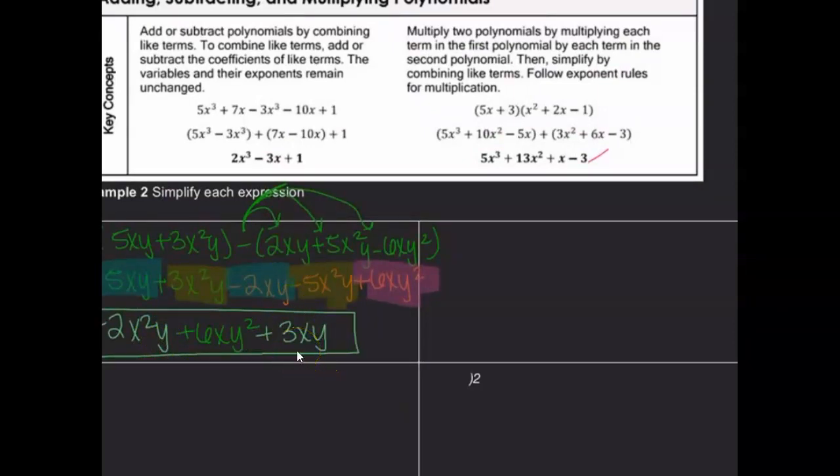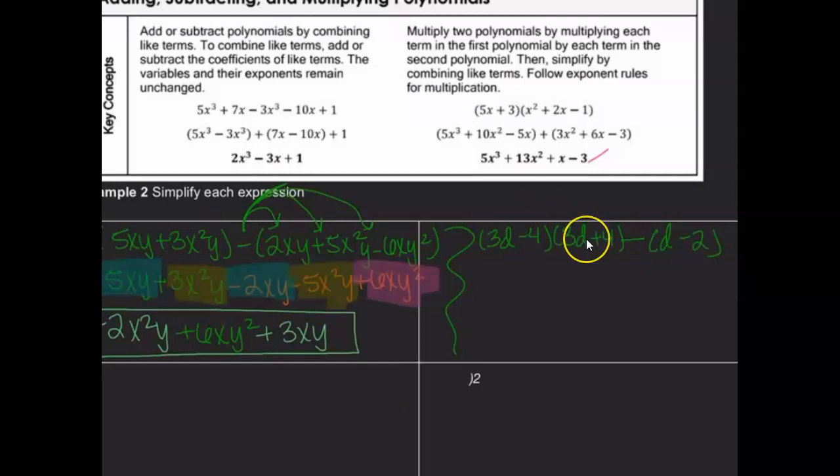For my next problem, it was parentheses 3d minus 4 times 3d plus 4 minus d minus 2. So same thing, anytime you see parentheses, you first want to start to see if you can distribute anything. Now there's a couple of things you can do.